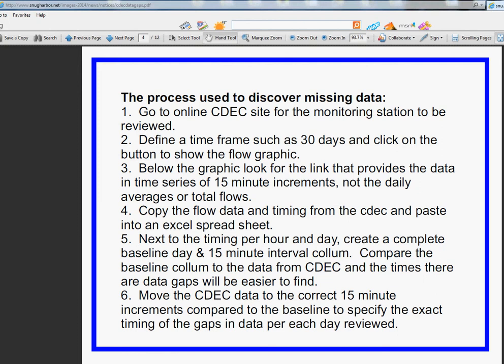So the process is you go to the CDEC website, you define a time frame that you want to get data from. There's a map where you can see the different gauges in the Delta. You pick one, like Freeport, you pick a time frame, and it'll give you a graphic, and I'll show you that. Then below that, you can click on links to just the raw flow data, which I did. And then you can look for not the summarized flow data, but the per hour, per day, every 15-minute interval. It's a 15-minute interval that's really important.